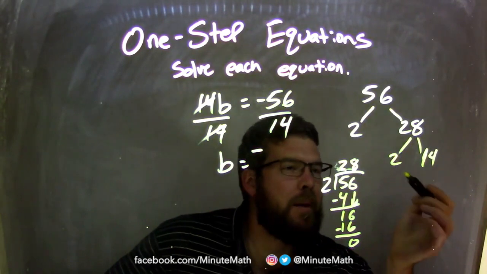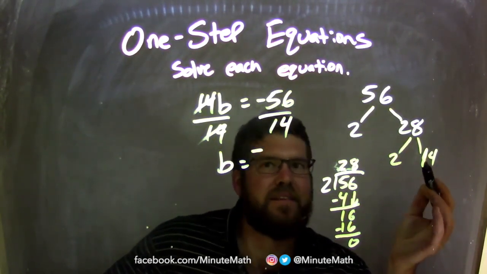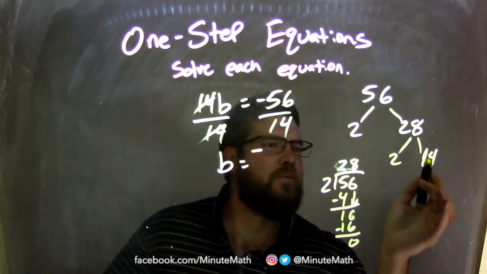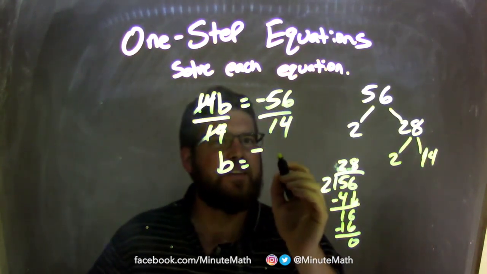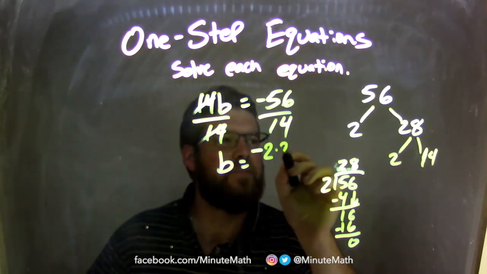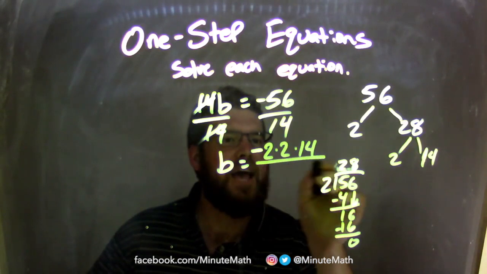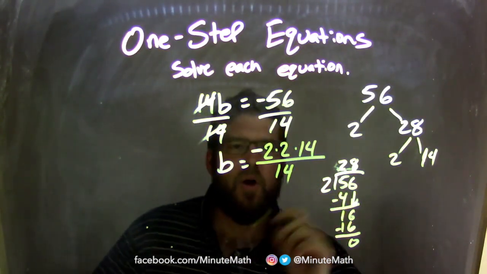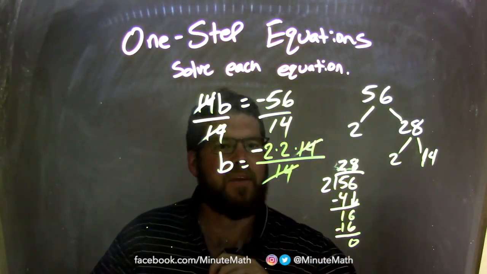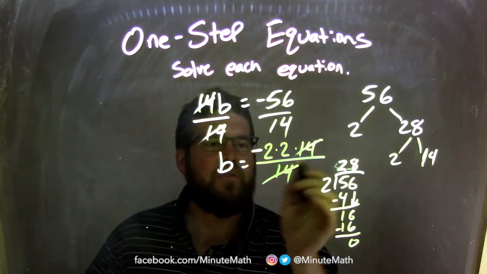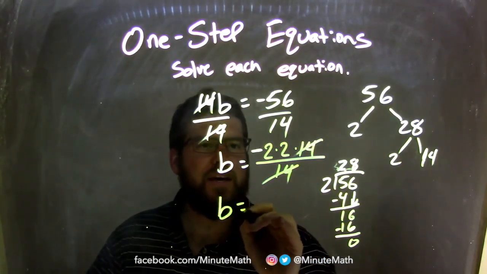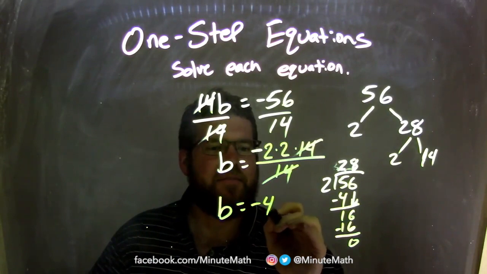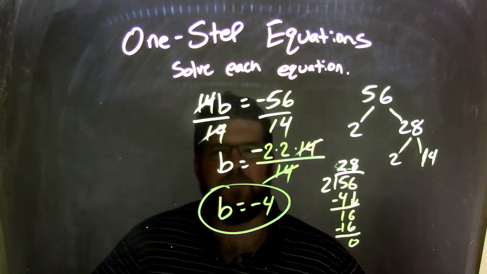Now, I don't need to keep doing my prime factorization fully because if I recognize there's a 14 here and there's a 14 here. So 56, right, can be rewritten as 2 times 14, and we divide by 14 right there. Well, the 14s can just cancel, right? We have the negative 2, right? So the 14s cancel, so we have b equals negative 2 times 2, which is negative 4. And now I have my final answer.